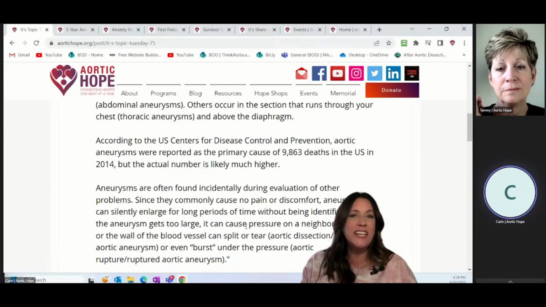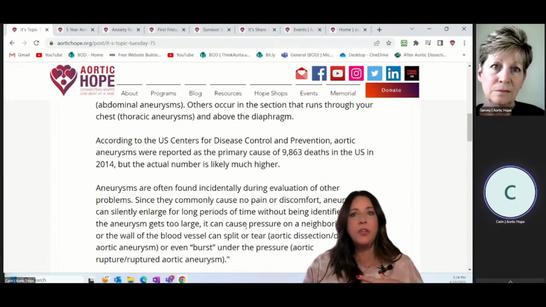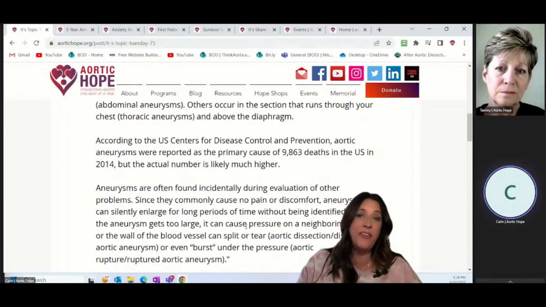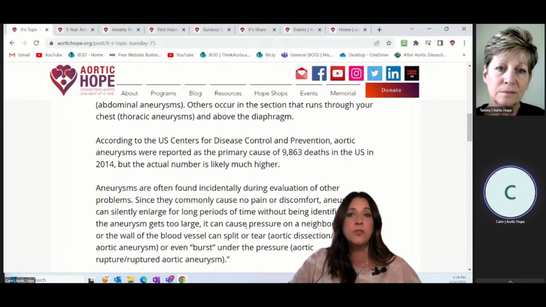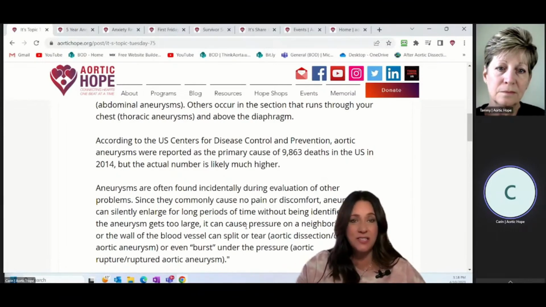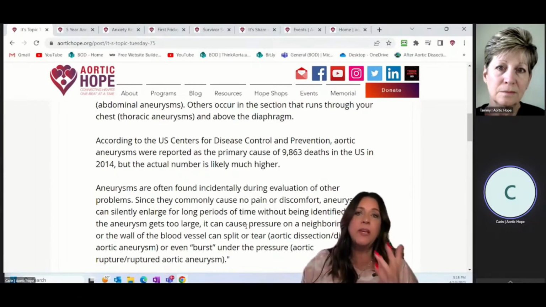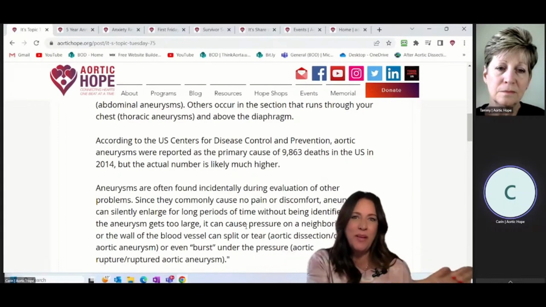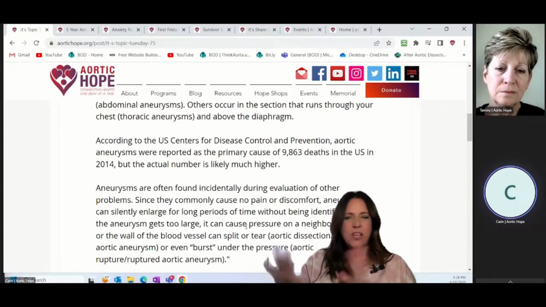Aneurysms are often found incidentally during the evaluation of other problems. Let's say you go in for pneumonia and you're having a CT scan. That's typically when they find that you might have an aneurysm. Usually thoracic surgeons tend to look at all of the CT scans that are taken in the hospital because they are looking for something that is pretty common, to make sure people don't end up having a dissection. But we'll save that for another day.